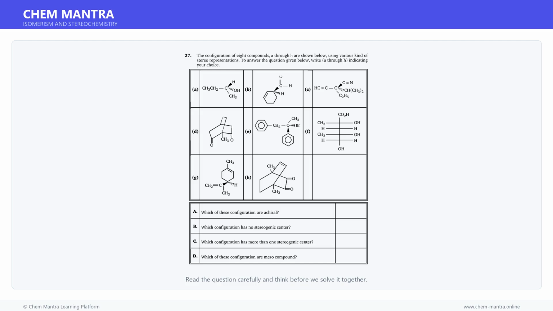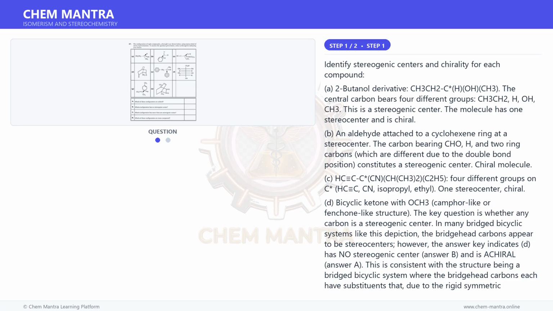Here is a question. Read it carefully and think about the answer. Let us solve it step by step. Let us begin solving this step by step. Identify stereogenic centers and chirality for each compound.